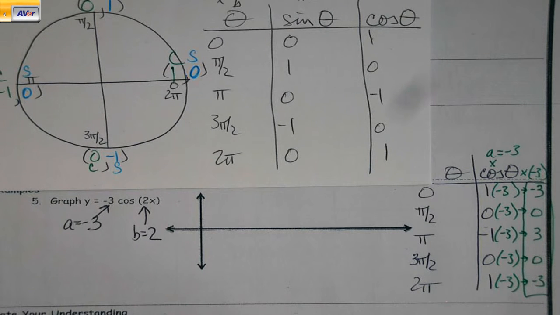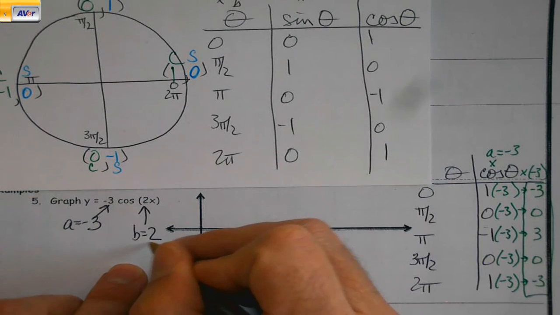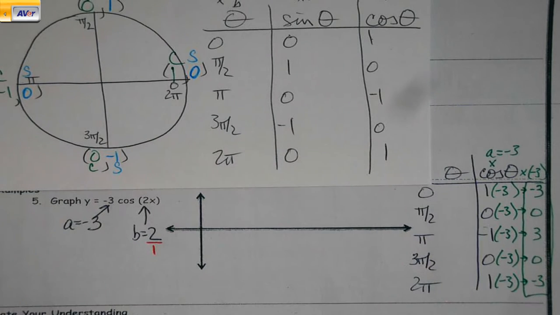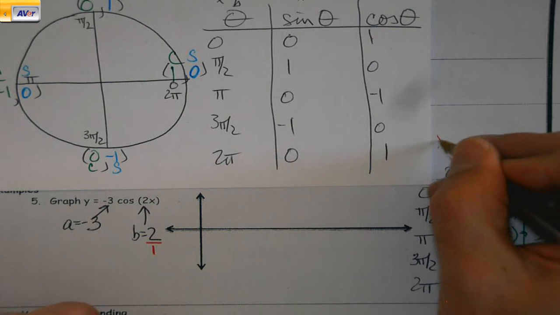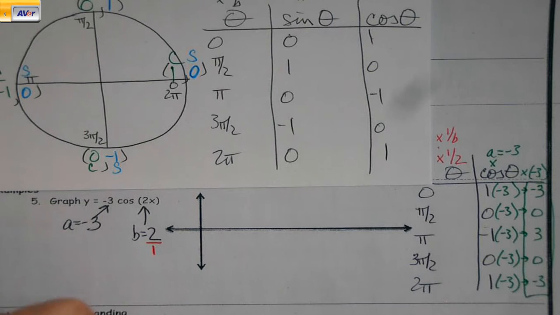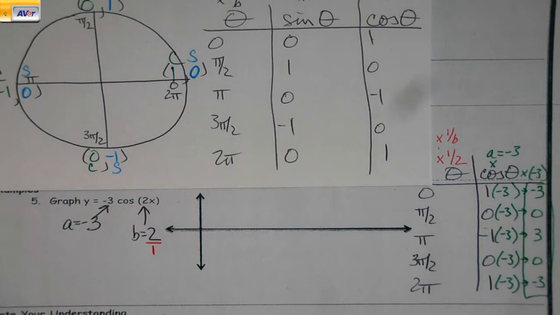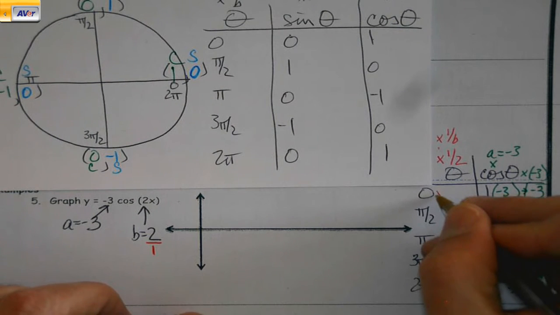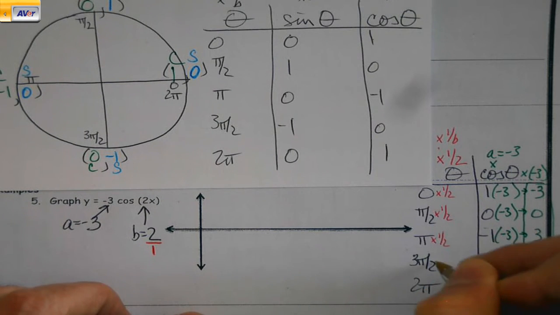Now, if I have a B value, we're always going to multiply by the inverse of B. And so the way I always write that is I say I'm going to multiply by 1 over B, but in this case, that means I'm going to multiply by 1 over 2. Take the fraction and flip it, or if it's not a fraction, make it a fraction and then flip it. So we're going to multiply all of these by 1 over 2.